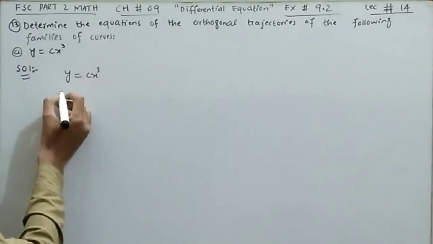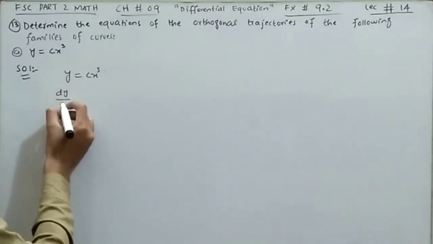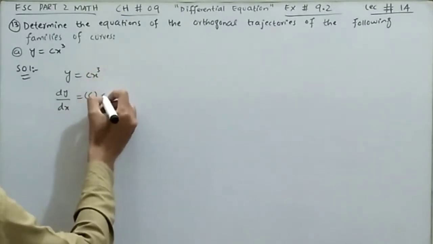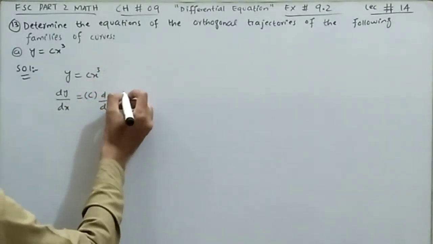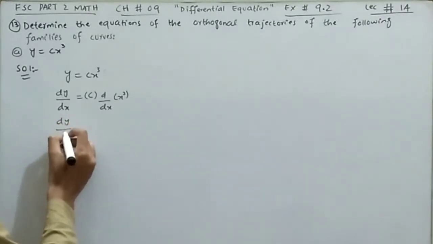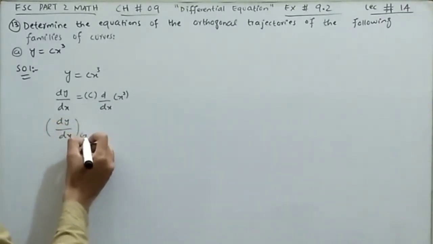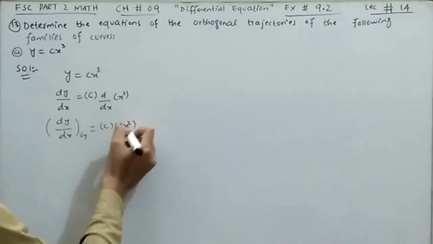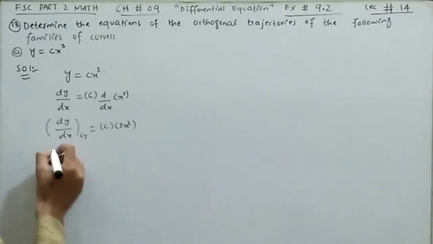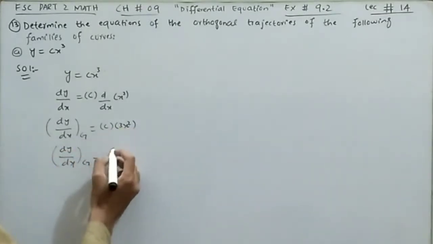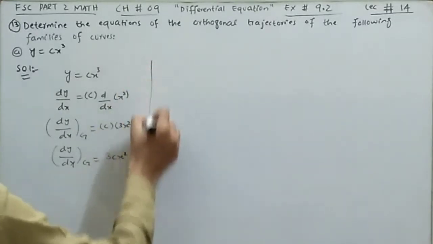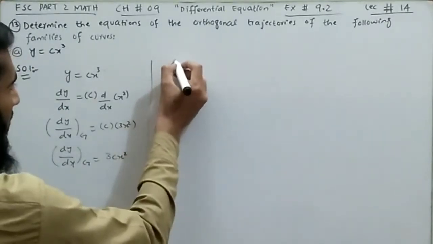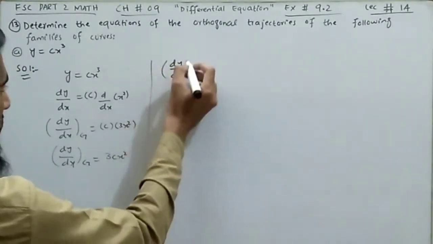Taking the derivative of both sides with respect to x, the derivative dy/dx will become dy/dx. c is a constant. Derivative of x^3, d/dx of x^3. So dy/dx, or let's suppose I consider this at a point G, is equal to c times x^3. Derivative is 3x^2. So the derivative at point G is 3cx^2.